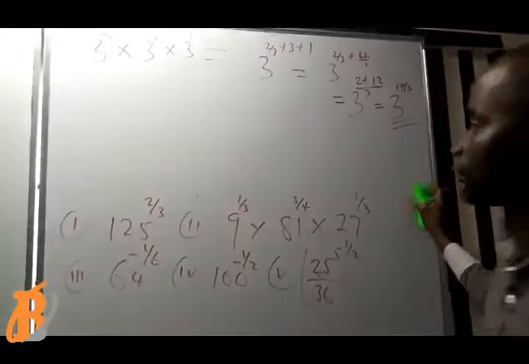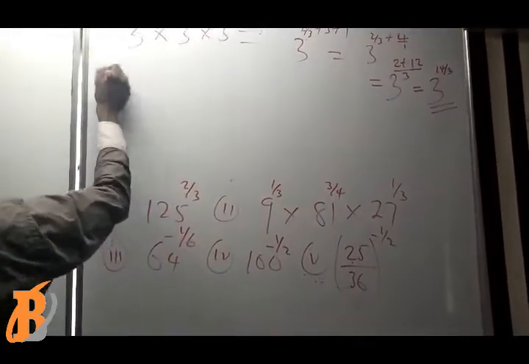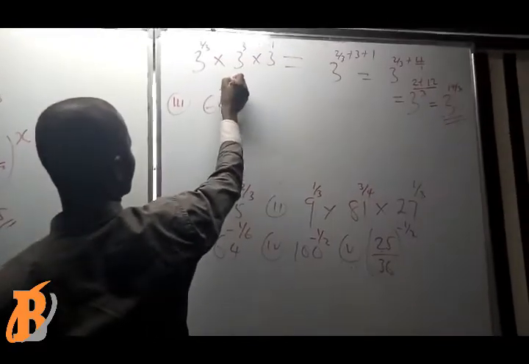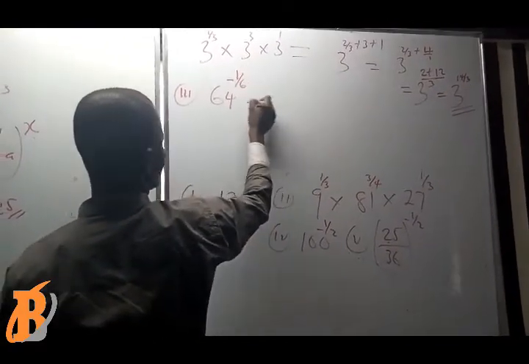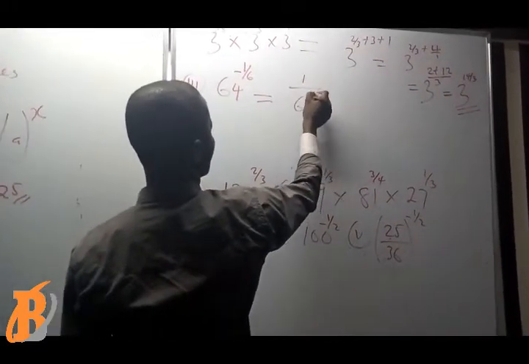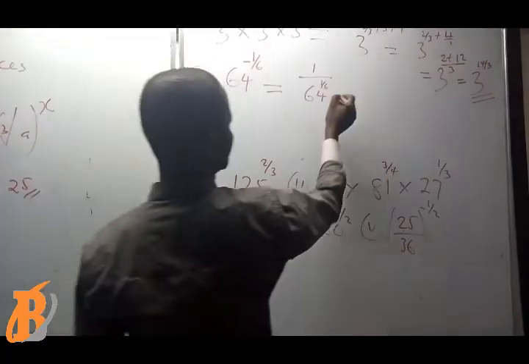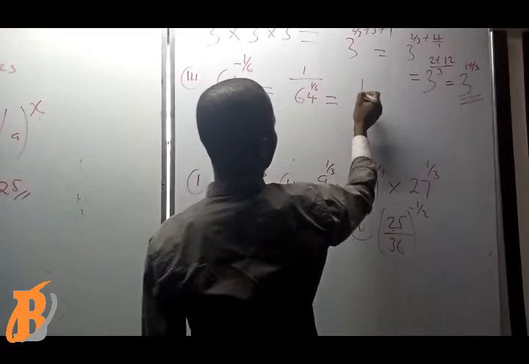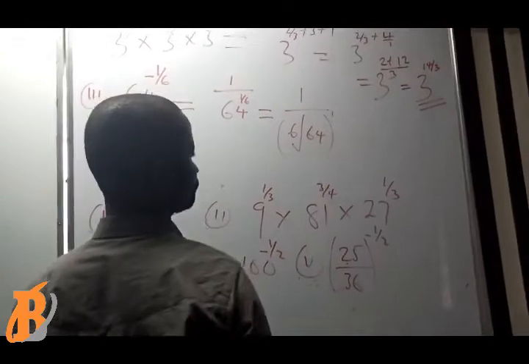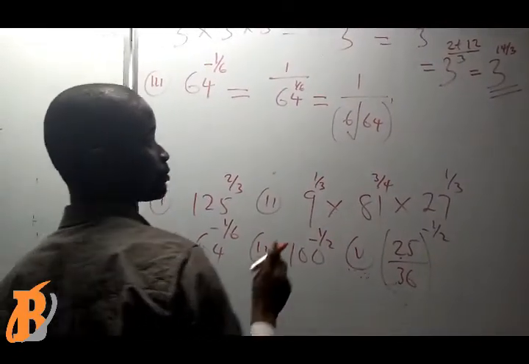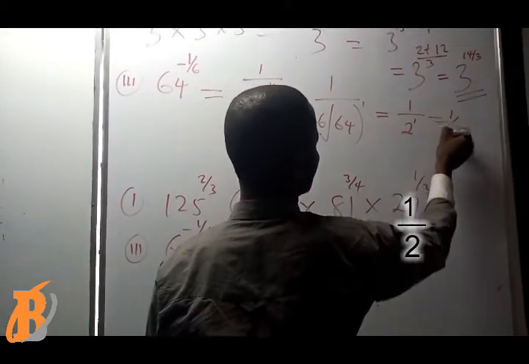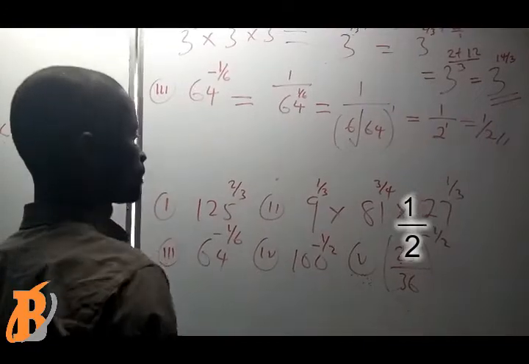Now the third question. What's question 3? We have 64 raised to power minus 1 over 6. By the inverse law, this is the same thing as 1 over 64 raised to power 1 over 6. Which is the same thing as 1 over the 6th root of 64 to the power of 1. The 6th root of 64 is 2. That is equal to 1 over 2 to the power of 1, which is 1 over 2. That's the answer for this.